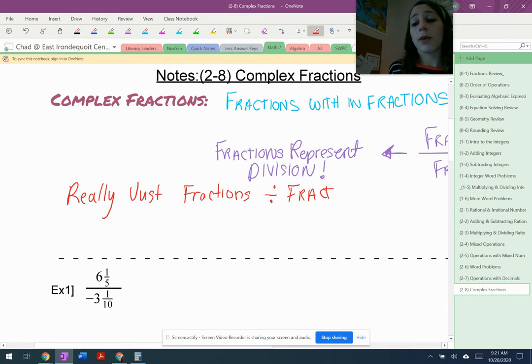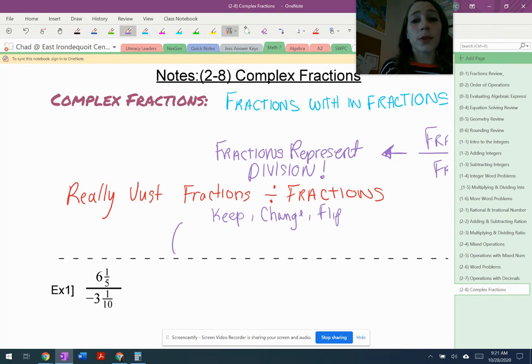Which we talked about in our lesson 2-3, I believe. When we're doing fractions divided by fractions, we really end up doing keep, change, and flip that fraction.